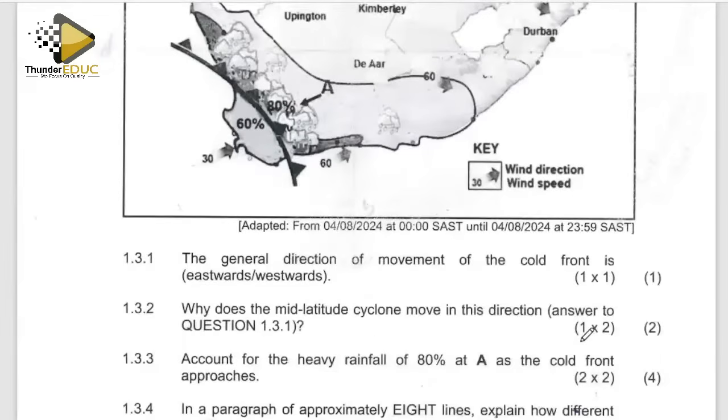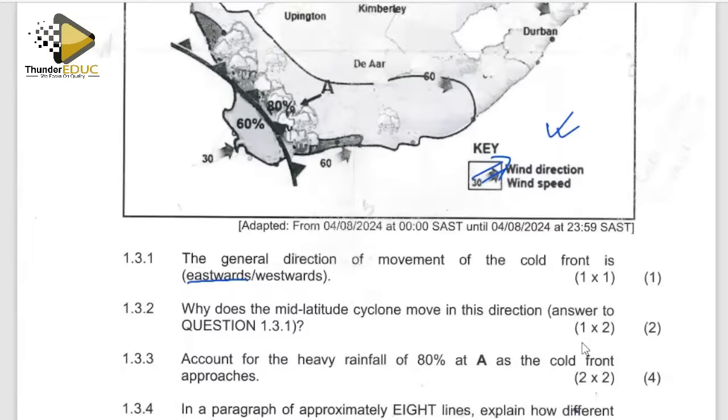Right, the first question is saying, the general direction of movement of the cold front is. You can check here on our indication of the wind direction on the key. We are seeing that they are going in that direction. So basically our cold front is moving eastwards. The movement direction of mid-latitude cyclones, of which the cold front is part, is that they move from the west going to the east. So it's an eastward movement direction.